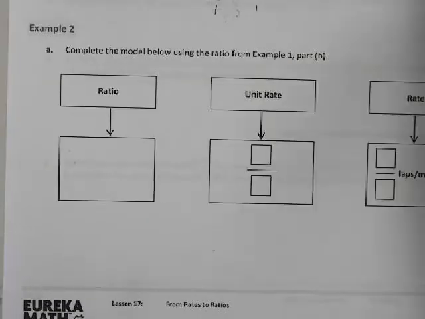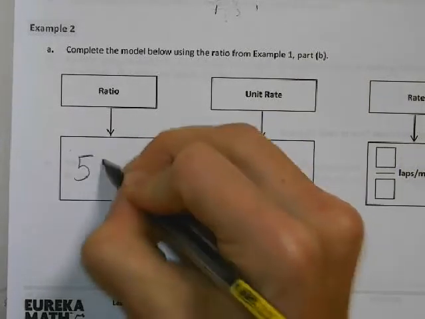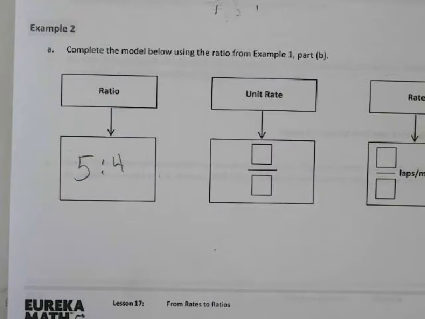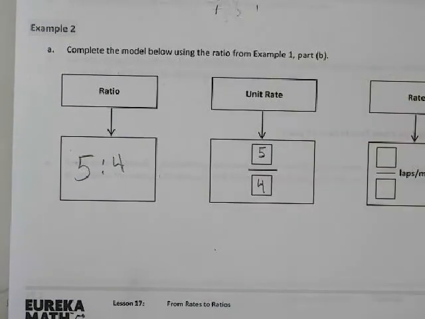Down below, we're going to continue following that same pattern. So let's complete the model below using the ratio from example 1, part B. So example 1, part B, the ratio was 5 to 4. And our unit rate was 5 over 4, or 5 divided by 4.